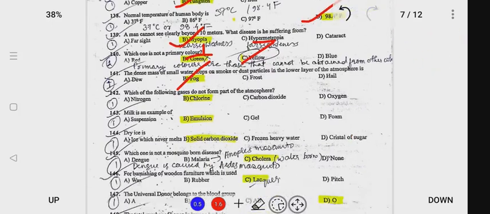Next, which of the following does not form part of the atmosphere? Chlorine does not form part of the atmosphere. Because though chlorine is a very harmful substance, it is not found in the atmosphere.